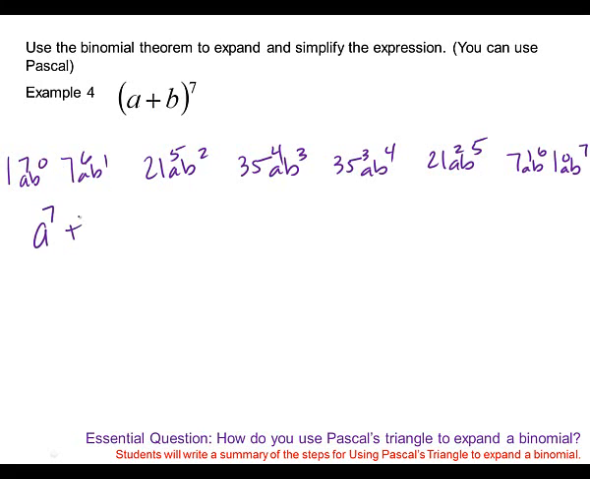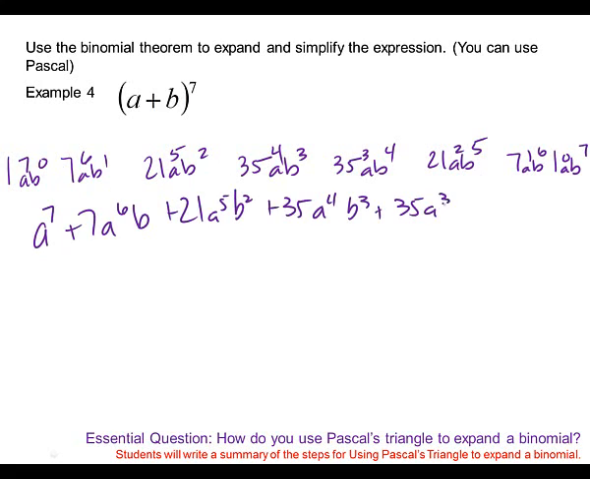So a to the 7th plus 7 a to the 6th b plus 21 a to the 5th b squared plus 35 a to the 4th b cubed plus 35 a cubed b to the 4th plus 21, I'm going to run out of space, plus 7 ab to the 6th, oh, maybe not, b to the 7th. Just barely made it. We good with that one?